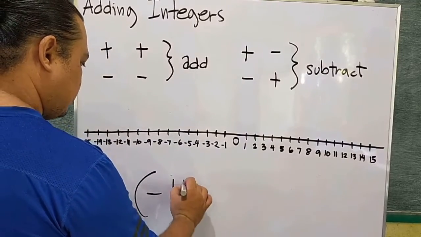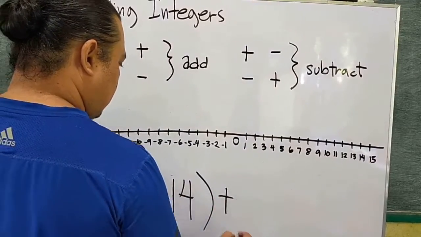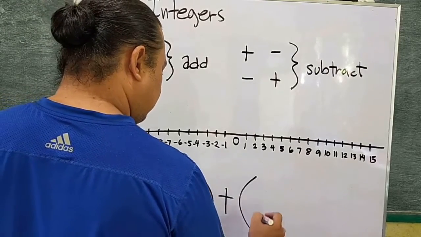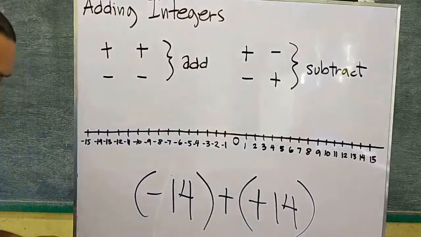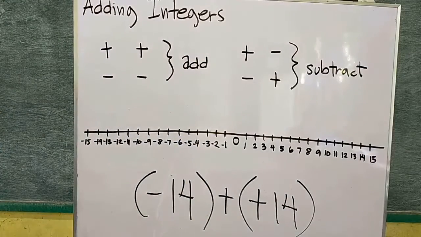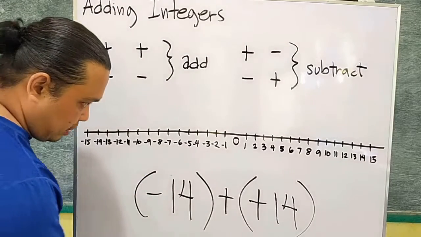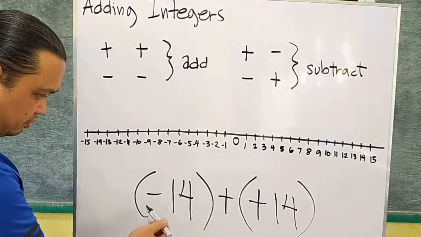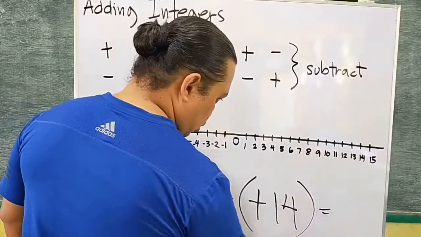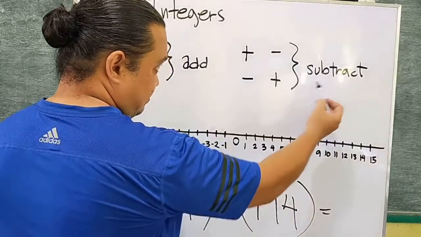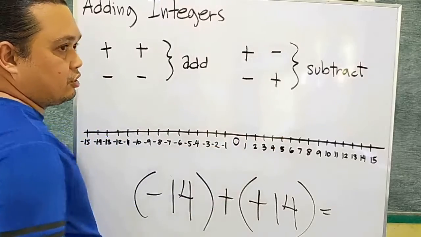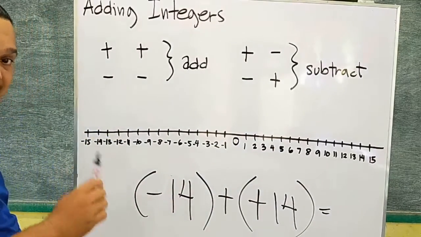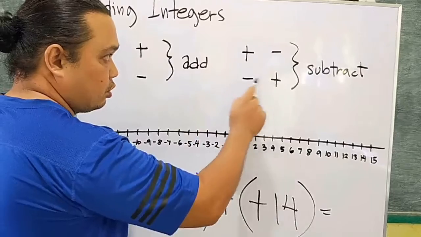Negative 14 plus positive 14. Now we are adding unlike integers. We have a negative integer and a positive integer. We have negative 14 and a positive 14. So we need to subtract, because adding unlike integers, we subtract.